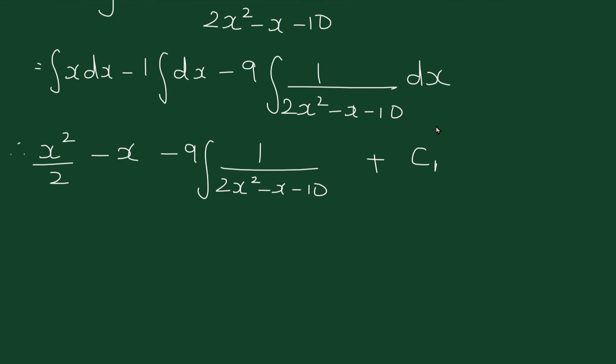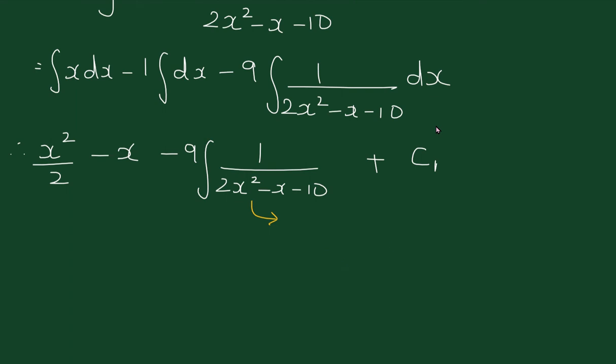Now what about the third term? Well, the third term can be solved in two ways. It can either be solved by completing the square method and applying the formula, or by partial fractions. Since we are doing partial fractions anyway, we will solve it by the method of partial fractions only. Before writing let, we can at least factorize the 2x square minus x minus 10.